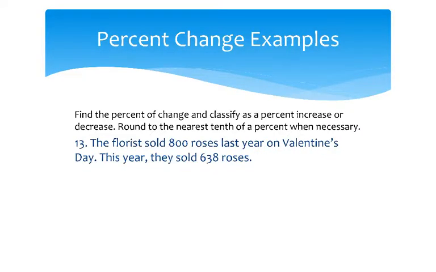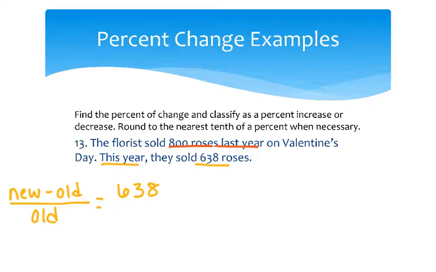Okay, last example before I set you guys free. So the florist sold 800 roses last year on Valentine's Day. This year they sold 638 roses. So underlining the important parts, 800 roses last year, and then this year, 638. So new minus old, all divided by old, equals. So the new would be this year, the new amount that they're selling, minus the old, which would be last year, so 800, all over the old, which is 800.